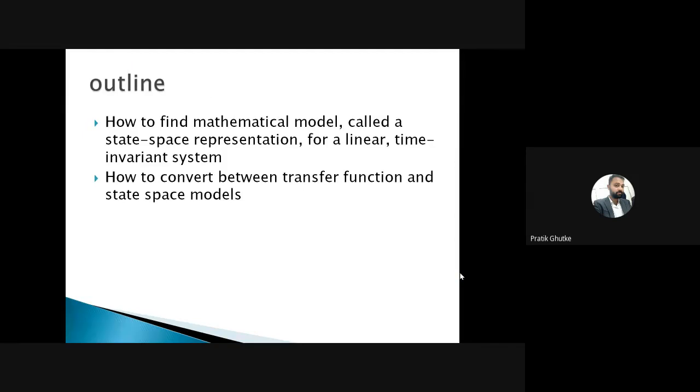So what is the outline of this presentation? The outline is how to find the mathematical modeling called state space representation. So what is state space representation for a linear time invariant system? And then how to convert between the transfer function and the state space model. Actually, we will see this in the upcoming lectures of this state space analysis.